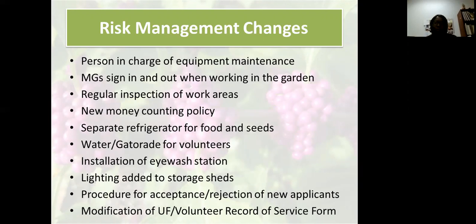And so since we put the risk management plan in place, we have a sign in and a sign out sheet so that we know who's here on the compound working. And we also ask that they not be here working by themselves, if at all possible. So most times, there's not any one master gardener out there working.